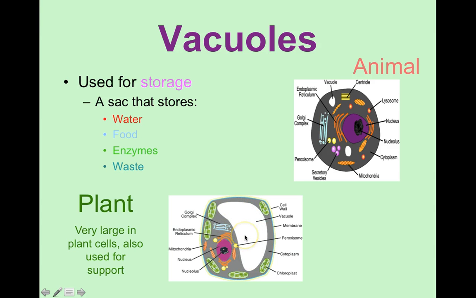Okay, it's used for support because once it's full of water, it's putting pressure against the cell wall, and that plant's going to stand up. If you forget to water your plant, that vacuole is going to shrink. Well, if that vacuole shrinks, then your plant will start to wilt. So the vacuole, it's your storage system.